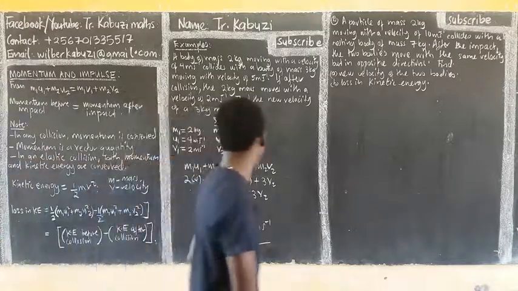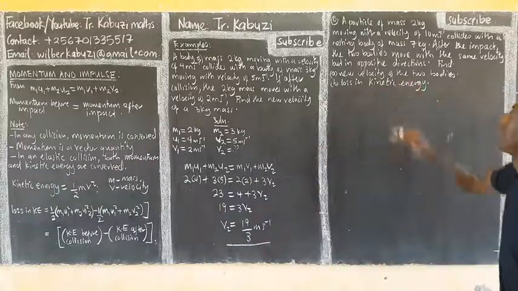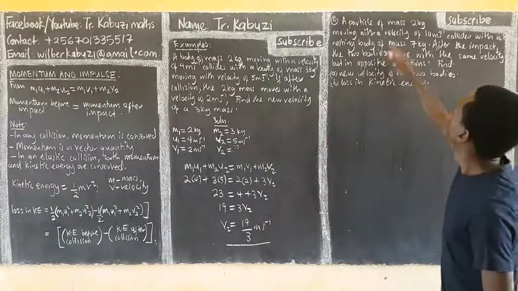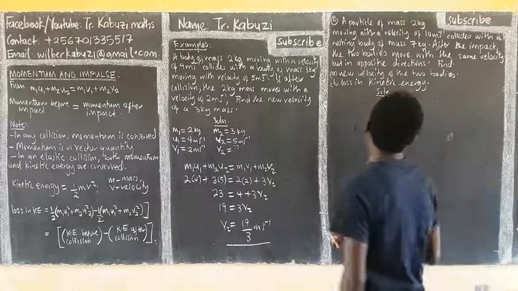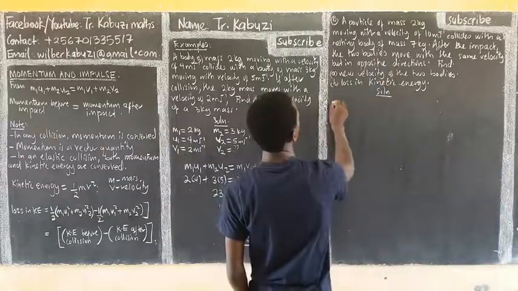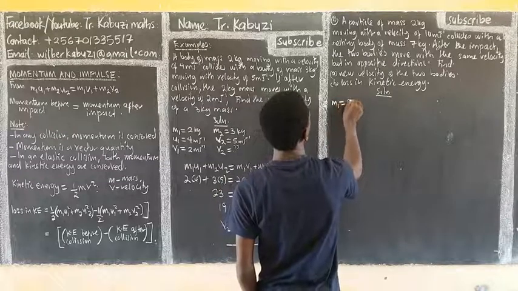So from there, now we come to this question here. A particle of mass 2 kilograms. Okay, so they are giving us m1 equal to 2 kilograms.